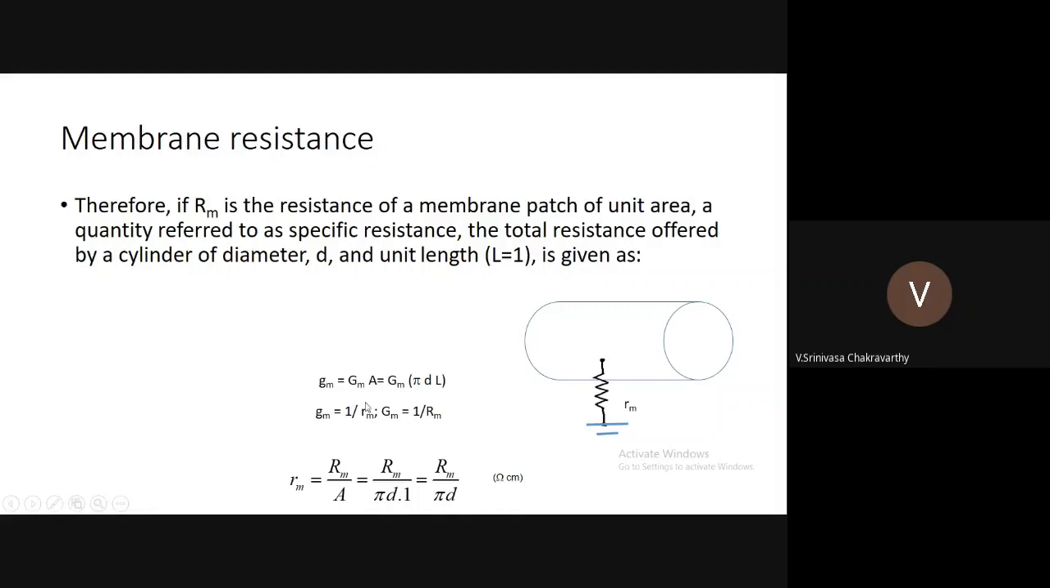Now the small gm is given by 1 by Rm by definition, and capital Gm is also given by 1 by capital Rm by definition. So therefore, you can just rewrite these equations as small Rm is equal to capital Rm by A, which is equal to capital Rm by pi d into 1. The length is 1, right? So therefore, it is equal to Rm by pi d. And so what we are saying is the resistance of a membrane of unit length is given by capital Rm by pi d, where capital Rm is the resistance of a unit patch of the membrane. So units of small Rm is ohm centimeters.